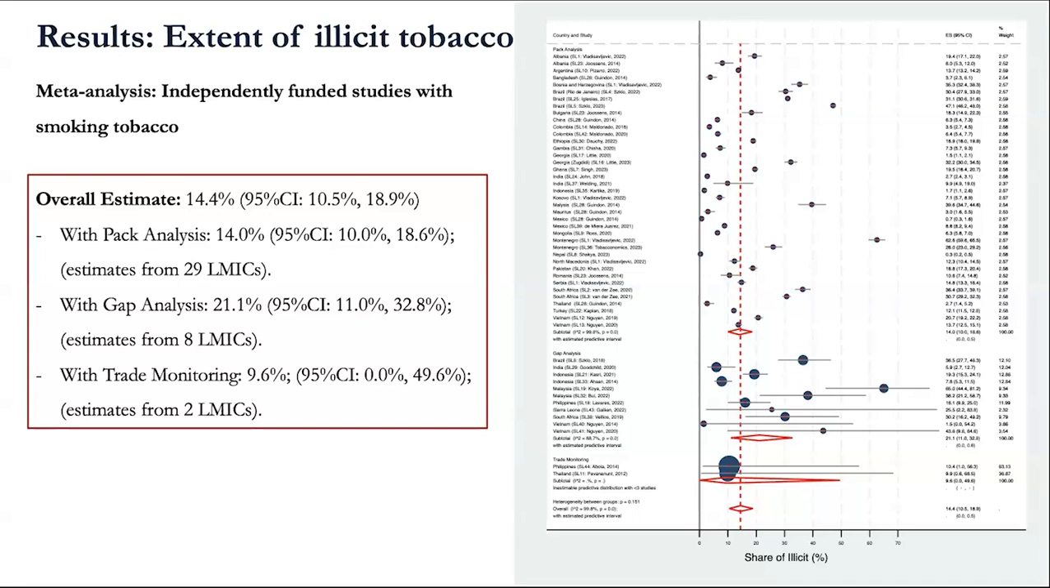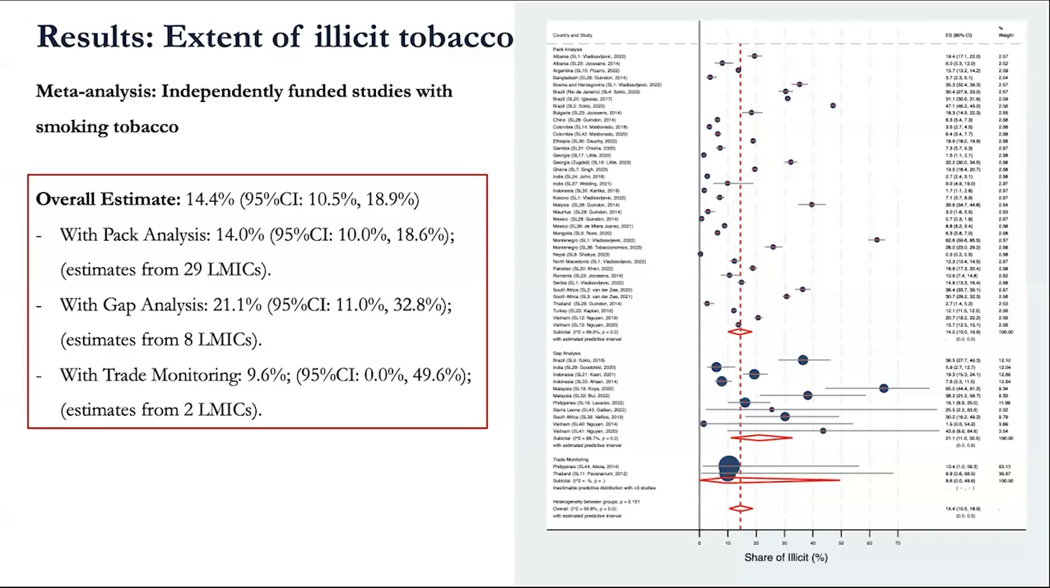14.4% was the share of illicit tobacco in the included low and middle income countries, and these studies were independently funded, and this estimate was for the smoking tobacco. But when we subgroup the analysis depending on the method of estimation, we can see that for the studies that used pack analysis, we have evidence from 29 low and middle income countries, and the overall share of illicit tobacco using pack analysis in those 29 low and middle income countries was 14%.